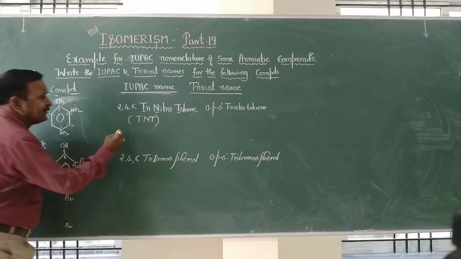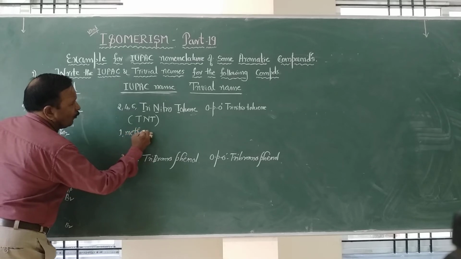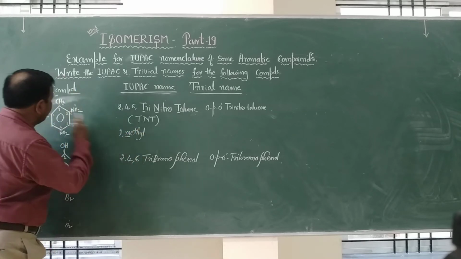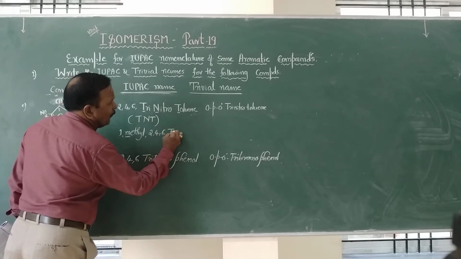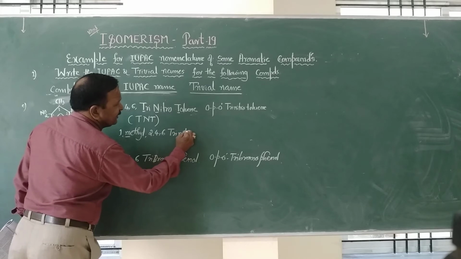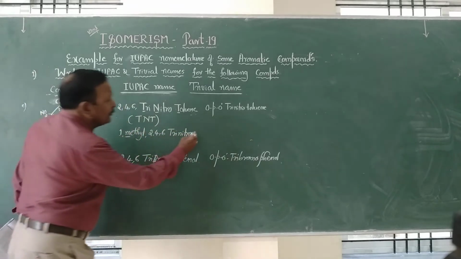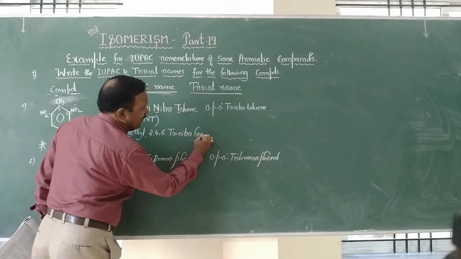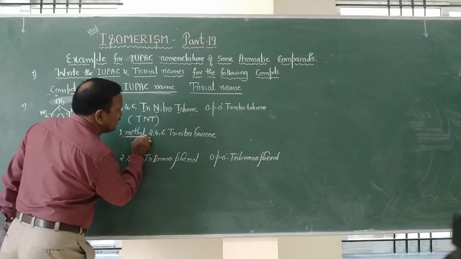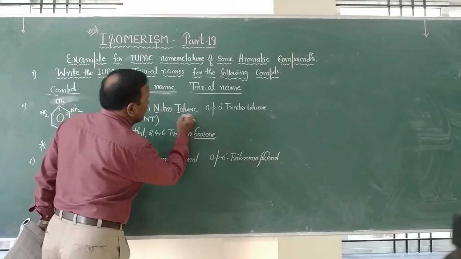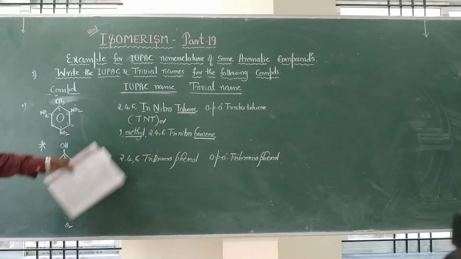Okay. And hence its IUPAC name will be 1-methyl, methyl comes first, and 2,4,6 trinitro. 2,4,6 trinitro. Already you have covered methyl, so the remaining part will be benzene. So remember, this methyl benzene itself is called toluene. Okay? You can give this name also.